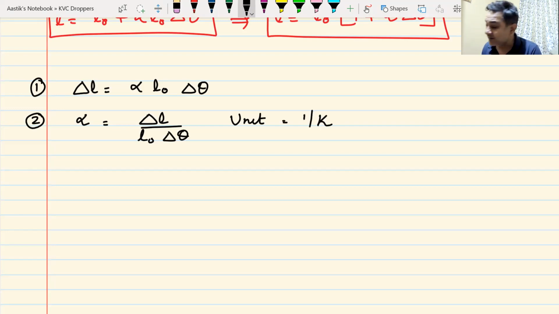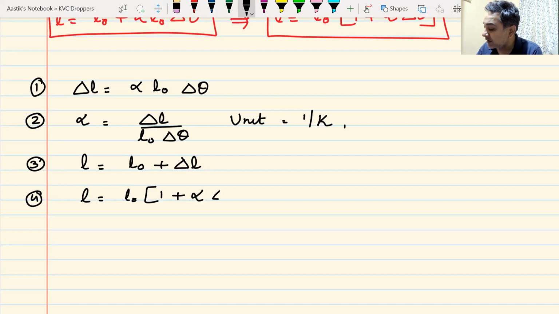Length and length will get cancelled. This SI unit is 1 by Kelvin and its dimension is 1 by K also, raised to the power -1. Remember this. Point number 3, the total length, new length L will be equal to L naught plus delta L. The fourth formula is, this L can be written as L naught into 1 plus alpha delta theta.